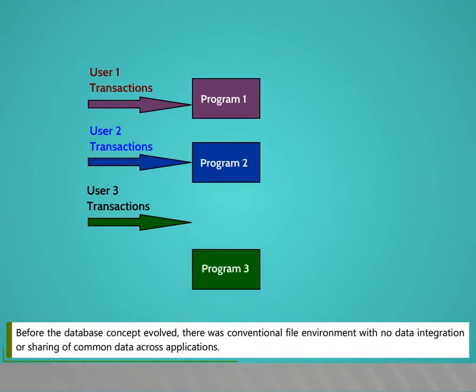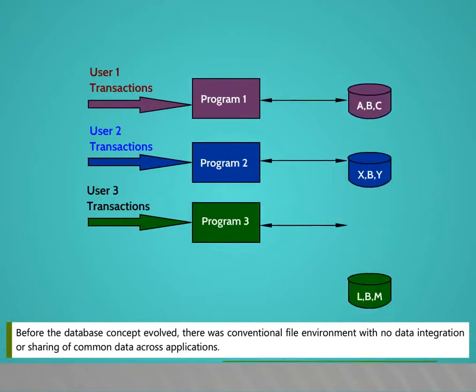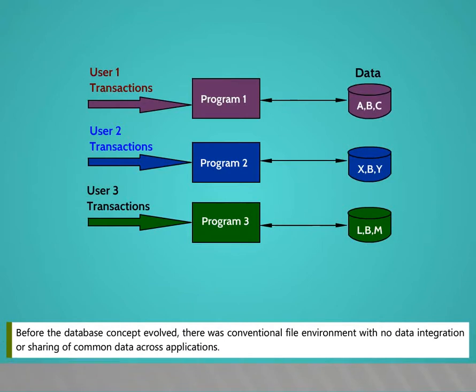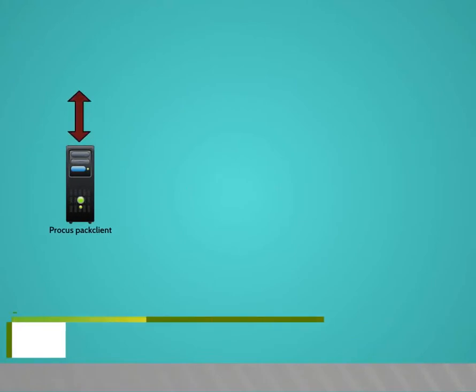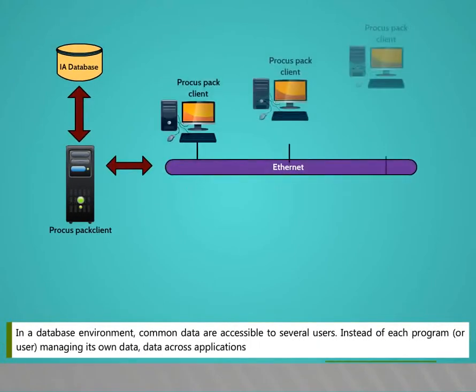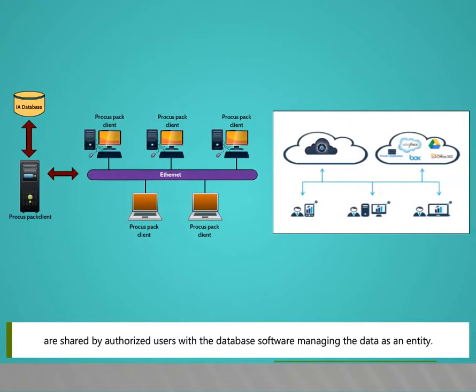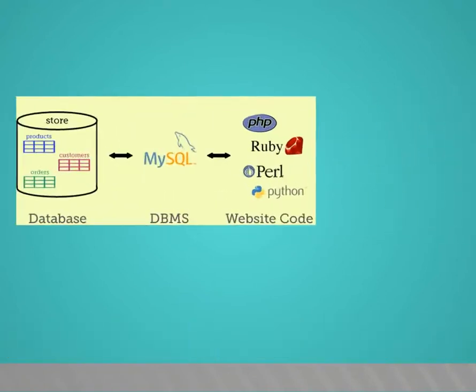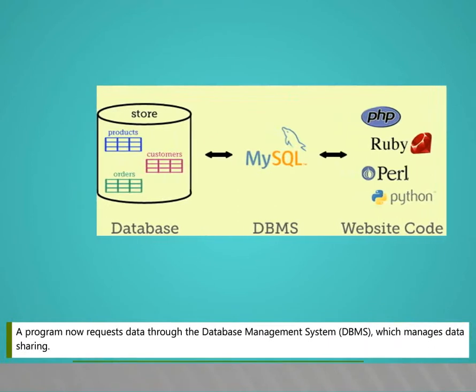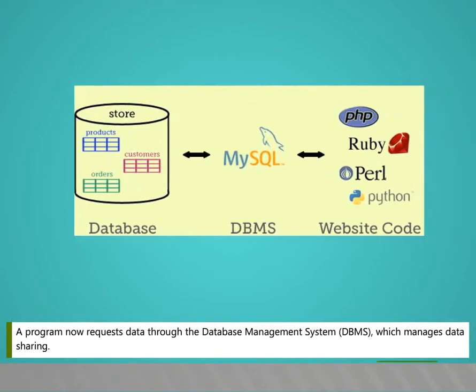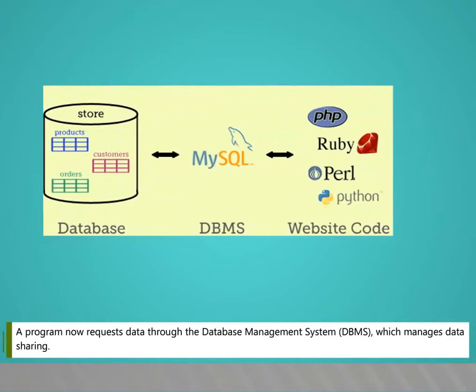Before the database concepts evolved, there was a conventional file environment with no data integration or sharing of common data across applications. In a database environment, common data are accessible to several users. Instead of each program or user managing its own data, data across applications are shared by authorized users with the database software managing the data as an entity. A program now requests data through the Database Management System (DBMS), which manages data sharing.